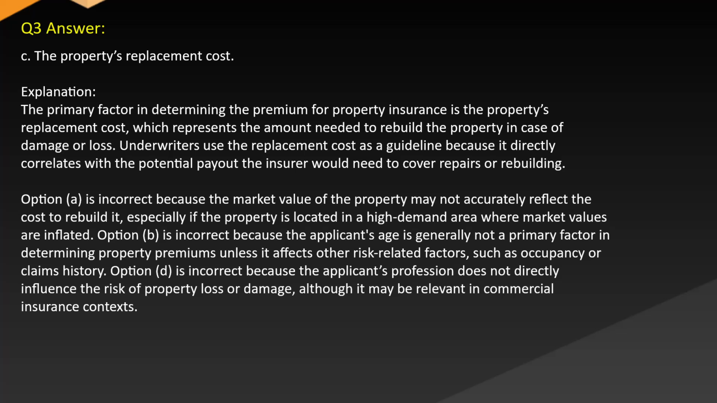Option A is incorrect because the market value of the property may not accurately reflect the cost to rebuild it, especially if the property is located in a high-demand area where market values are inflated. Option B is incorrect because the applicant's age is generally not a primary factor in determining property premiums unless it affects other risk-related factors, such as occupancy or claims history. Option D is incorrect because the applicant's profession does not directly influence the risk of property loss or damage, although it may be relevant in commercial insurance contexts.